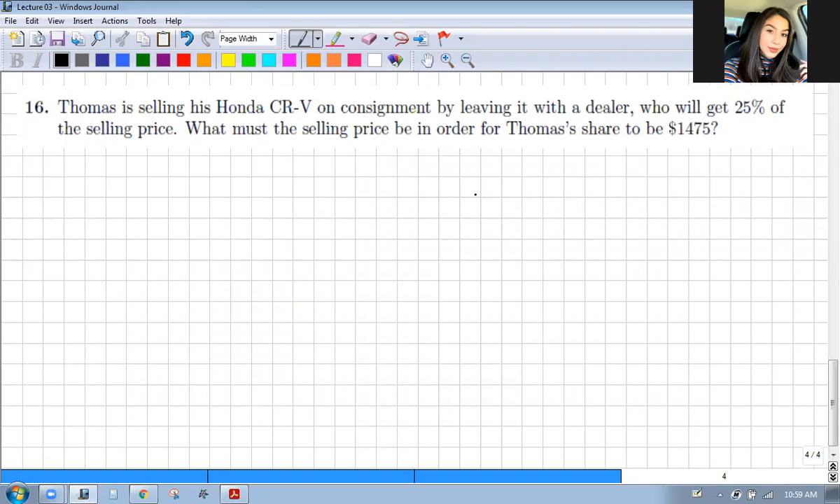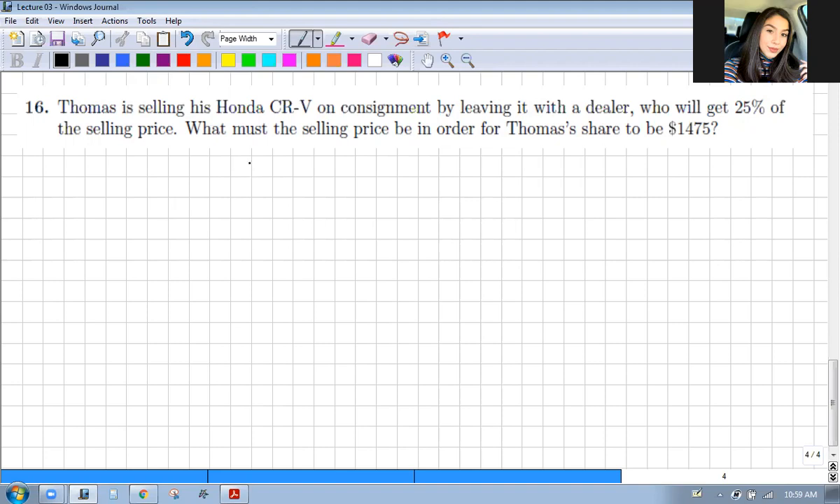All right, Thomas is selling his Honda CRV on consignment by leaving it with a dealer. The dealer will get 25% of the selling price. What must the selling price be in order for Thomas's share to be $14.75? Okay, so that means Thomas is getting 75%, right? The dealer gets 25%.